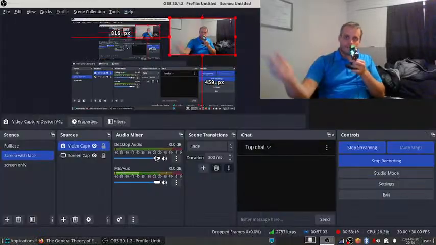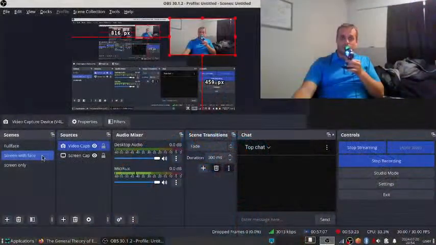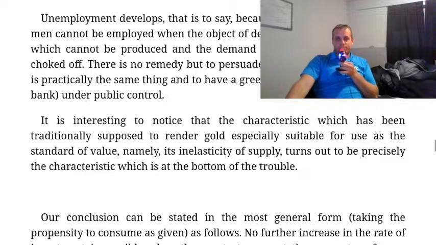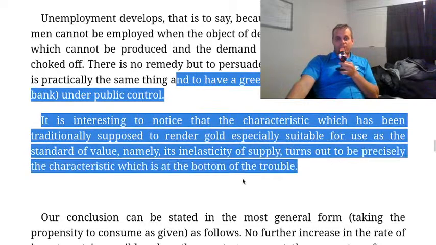Okay. Again, does this sound at all like MMT at this point? A green cheese factory, i.e. a central bank under public control.